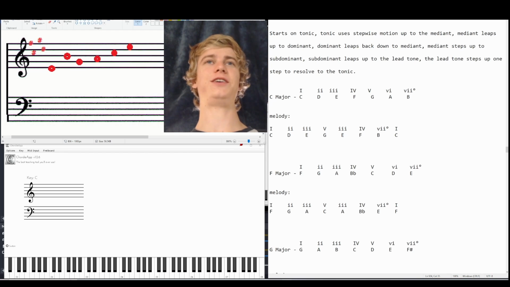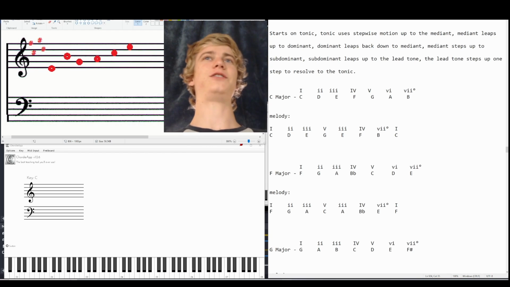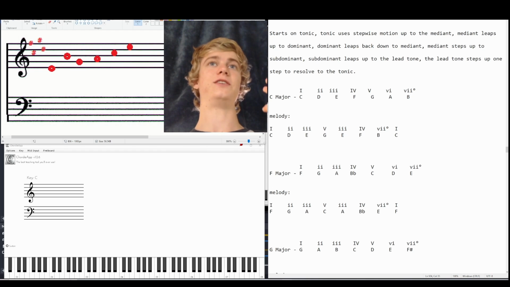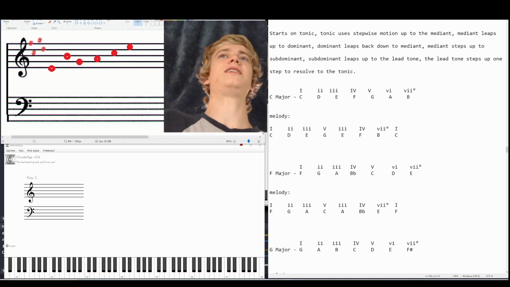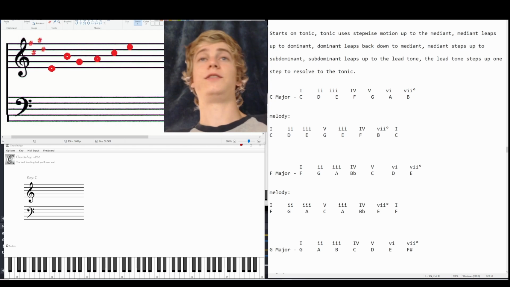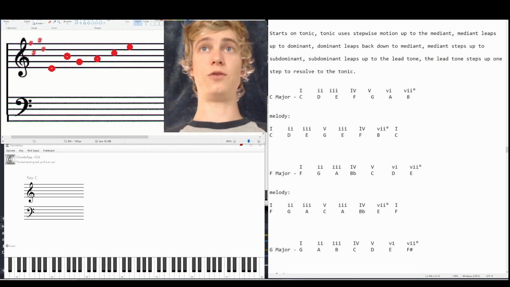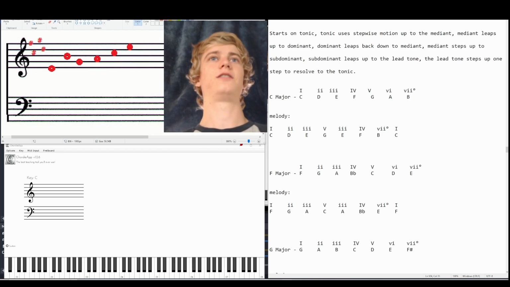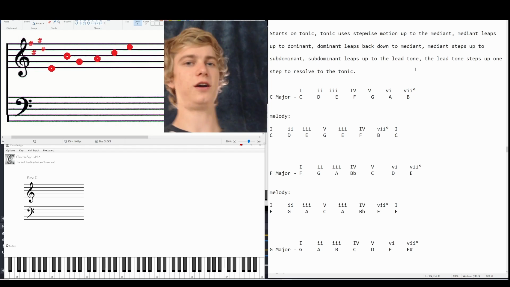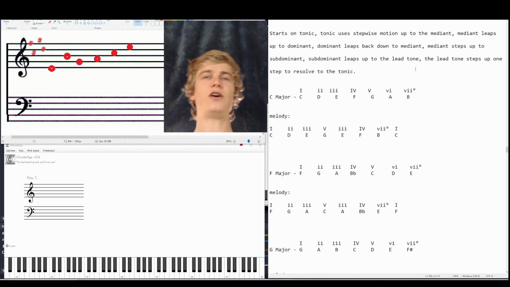Okay, so our melody starts on the tonic. The tonic uses stepwise motion up to the mediant. The mediant leaps up to the dominant. The dominant leaps back down to the mediant. The mediant steps up to the subdominant. The subdominant leaps up to the leading tone, and the leading tone steps up one step to resolve to the tonic.